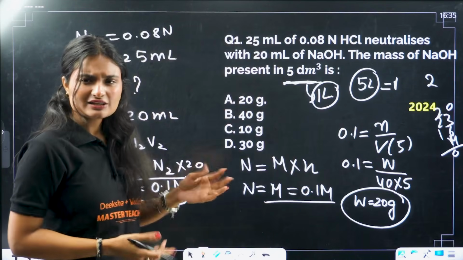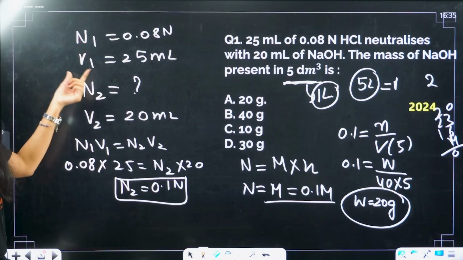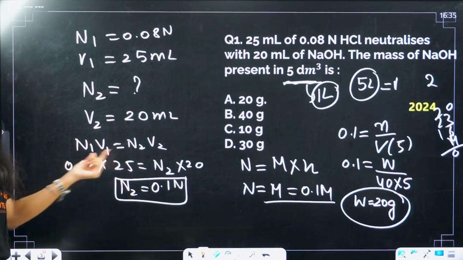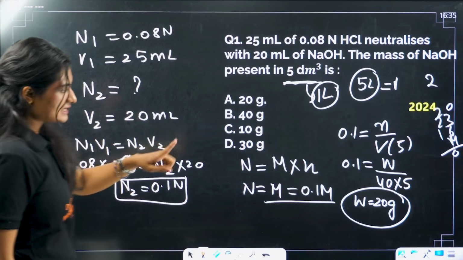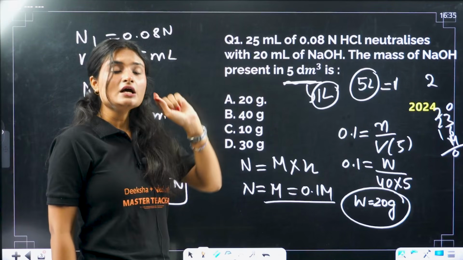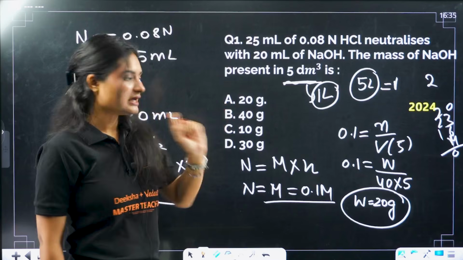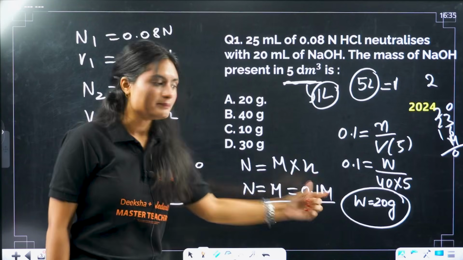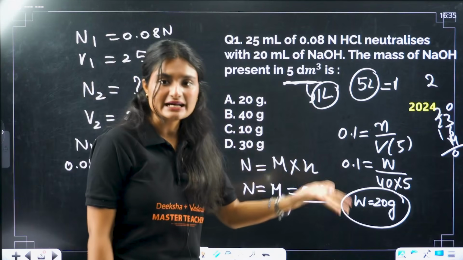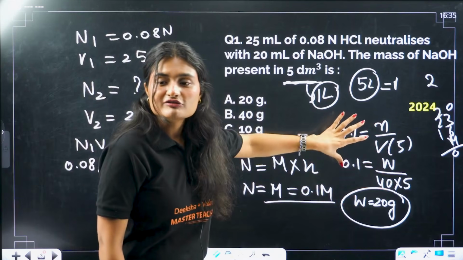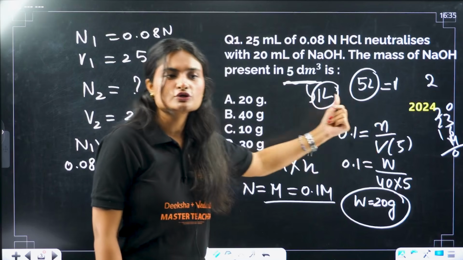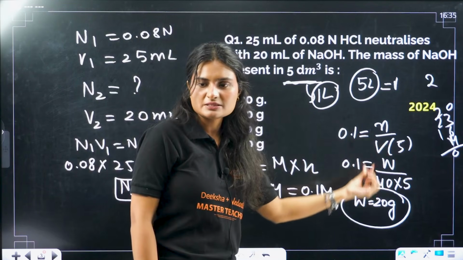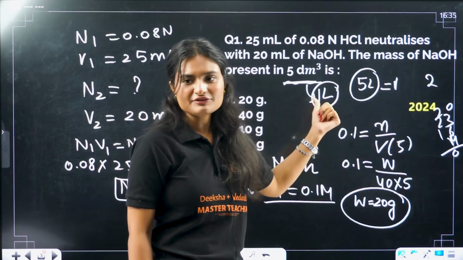How did we calculate it? Quick recap here. N1 is given, V1 is given, N2 we need to find, V2 is already given. We know N1V1 equals N2V2. From here we found the normality. For NaOH, the number of replaceable OH negative ions is 1, and normality and molarity are related like this. That means molarity will be 0.1 M. Now if molarity is given, then molarity equals the number of moles of solute dissolved in 1 liter of solution. Number of moles is given mass upon molar mass, and volume is already given, 5 liter.